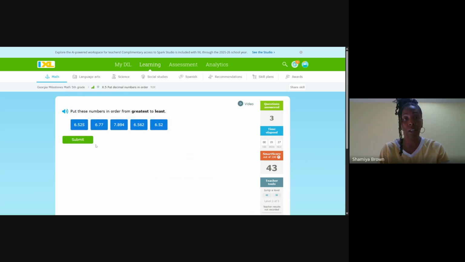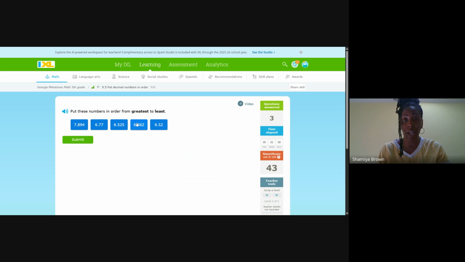3 out of 5. Put these in order from greatest to least. Greatest would be this one. The next one would be this one because I have a 7. All these have a 6 in the 1's place. So I look to the 10th place. This one has a 7 and the rest of them have a 5. So this one is the next biggest.